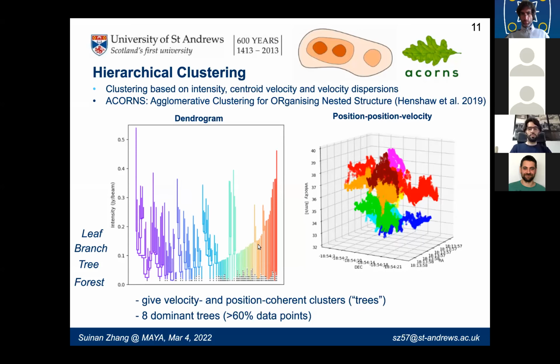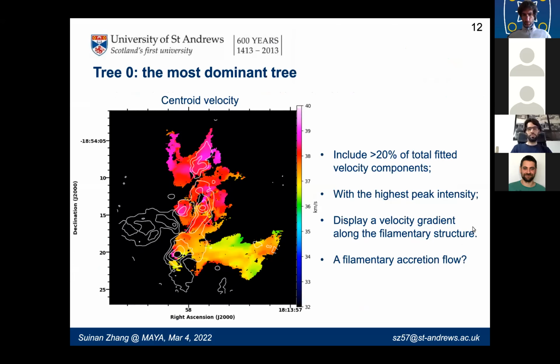Among these trees, we identified 8 dominant trees, which include more than 60% of the data points. The right panel is plotting the 8 dominant trees in the position-velocity space. It shows the superposition of multiple gas streams in this region. In the rest of this talk, I will focus on tree 0, which is the most dominant tree. Tree 0 includes more than 20% of the data points, and these velocity components have the highest peak intensity.